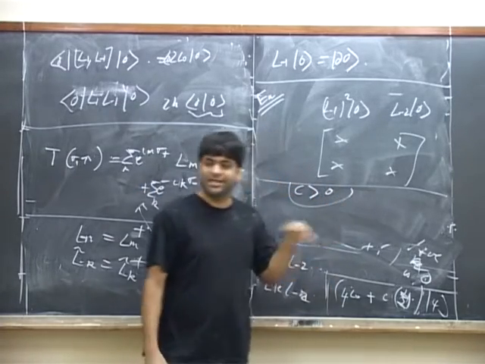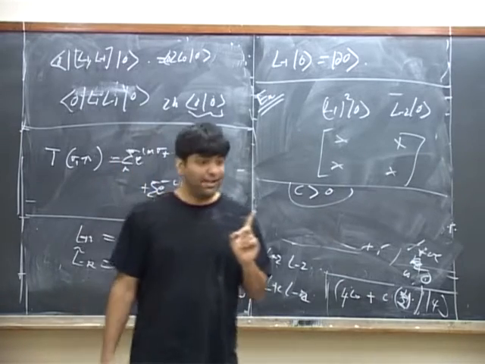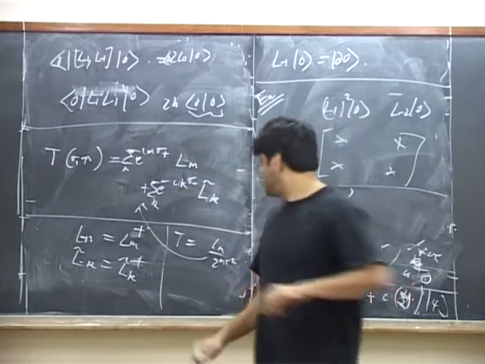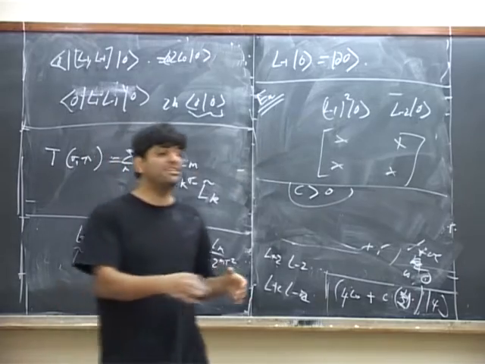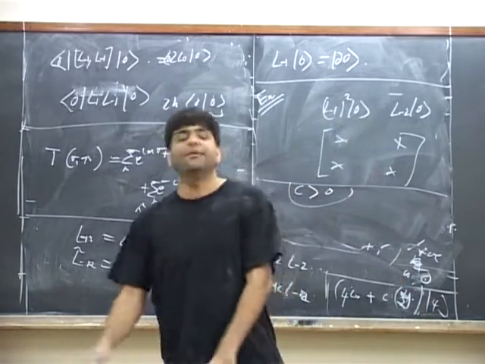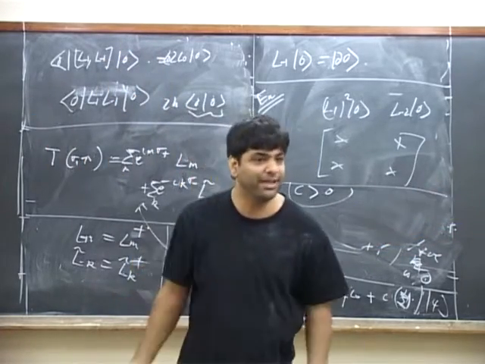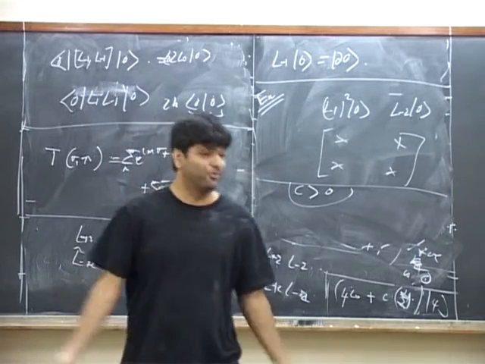Once you've done this calculation, we'll discuss it a little bit in class next time. What this calculation shows you is this: where did we get this C from in the TT OPE? We just said, what is the most general possible TT OPE? We put in that C, but C could have been zero.